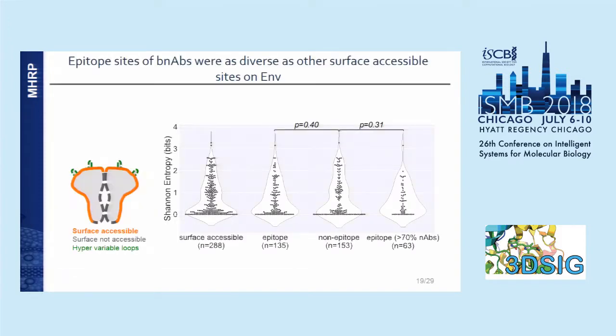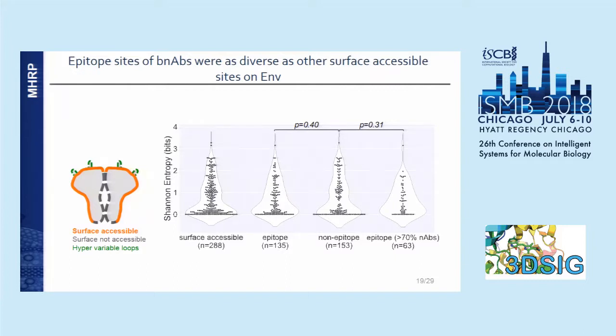First, as we talked about before, it's generally believed that broadly neutralizing antibodies may gain their cross-reactivity by targeting conserved sites. So we would like to check whether that is true. We have a pre-fusion envelope trimer structure. We removed the buried sites in the structure, then removed the surface sites in the center of the envelope trimer, and also removed the hypervariable loops where we can't establish a reliable alignment, so we can't reliably estimate the Shannon entropy of those sites. Finally, we have 288 surface accessible sites, among which 135 sites are targeted by antibodies included in our data set, and the other 153 sites are not targeted.